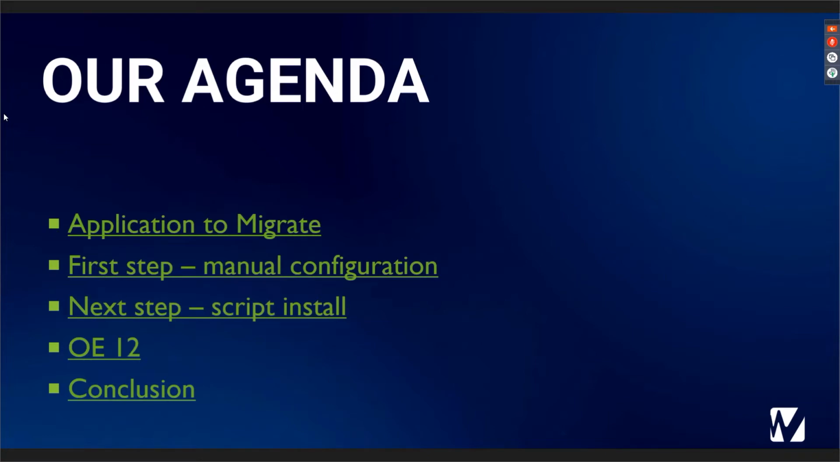The agenda is the application that I will talk about that we try to migrate. The first step, the manual configuration, which is more about the development environment that we configured. Next step is about script install, which is more about a setup executable that we use to run and creates everything for us. And the last one would be about the move to Progress 12, OpenEdge 12. The first part was more about 11.7.